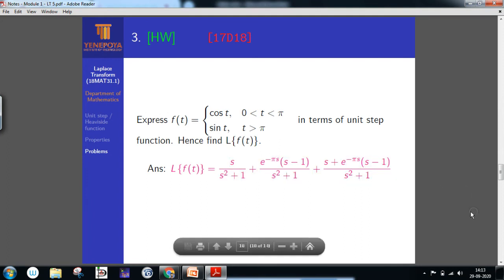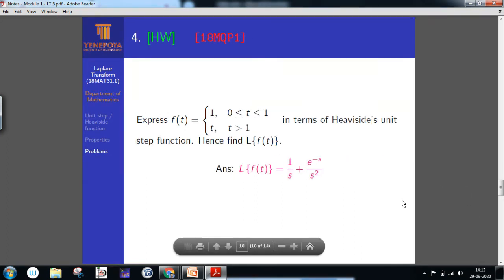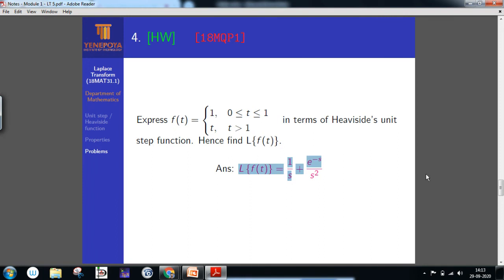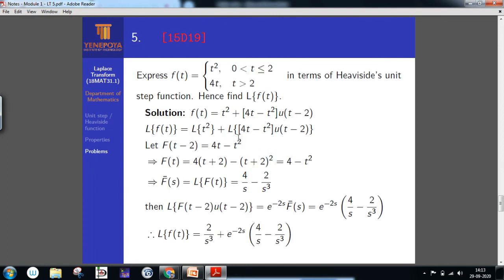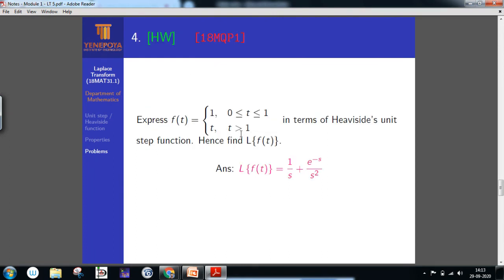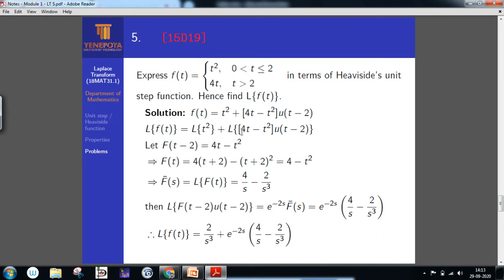You can solve it by yourself. And the fourth problem, f of t is 1 for t from 0 to 1 and 0 for t greater than 1. This I will also give for homework, and the answer is 1 by s plus e power minus s by s square. Similar to this problem is the fifth one, t square and 4t. Instead of 1 and t, we have t square and 4t.